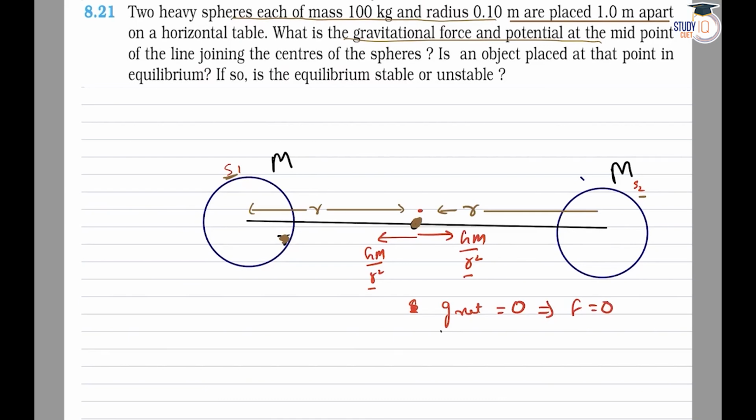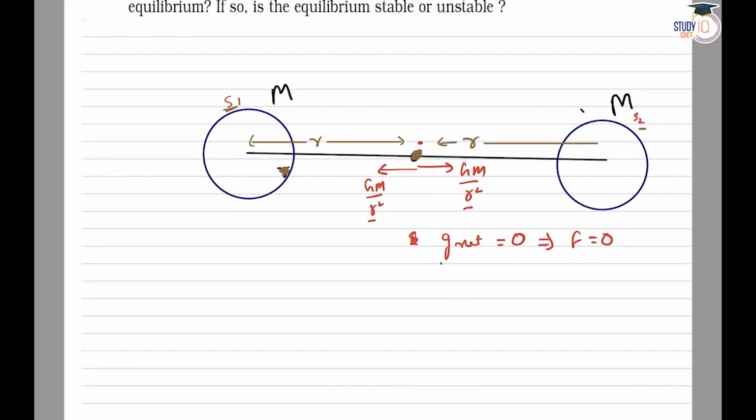Now the other part is potential. In order to find the value of potential, the potential due to one sphere is equal to minus GM by small r, and the potential due to the second sphere is also minus GM by small r. So the net potential comes out to be minus 2GM by small r, where G is the gravitational constant, M is the mass of the sphere, and r is half of the total distance.